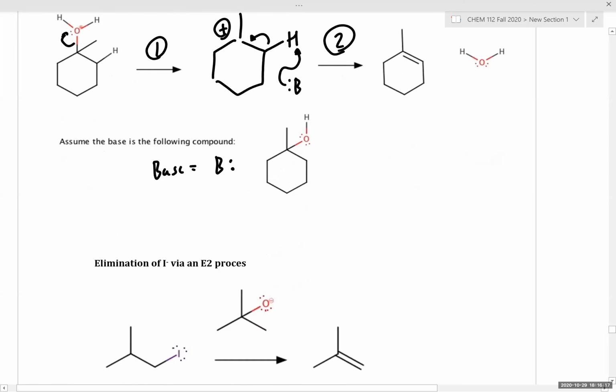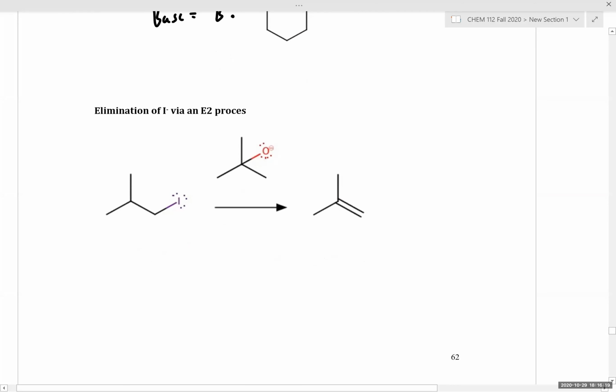Perfect. So let's try to draw another mechanism. This time we're looking at elimination via an E2 process. So I drew out the proton that we're going to be eliminating just to make it easier to see, and I'd like someone to try to contribute the arrow pushing mechanism for the following E2 reaction. So let's take, again, about another 1.5 to 2 minutes, and let's try to draw an arrow pushing mechanism for the following reaction.